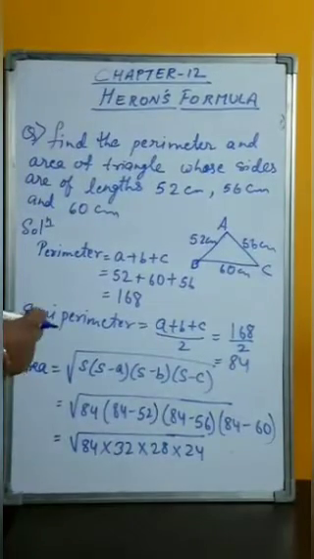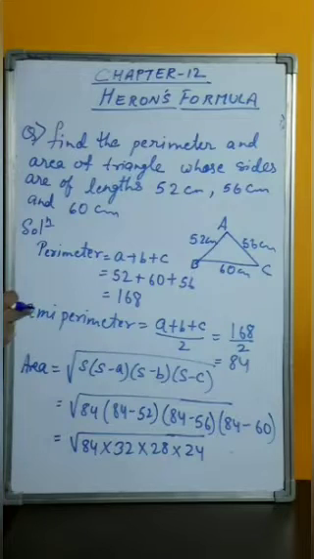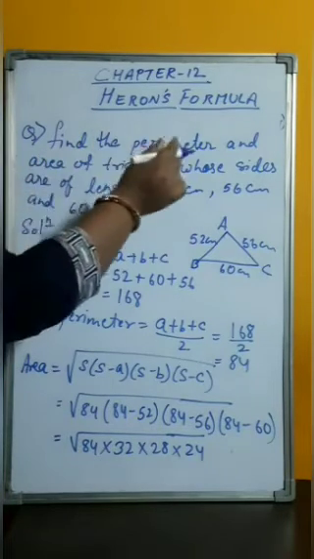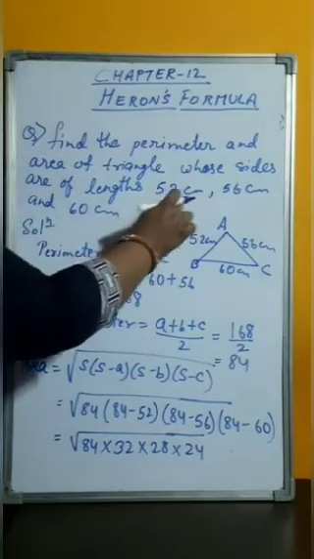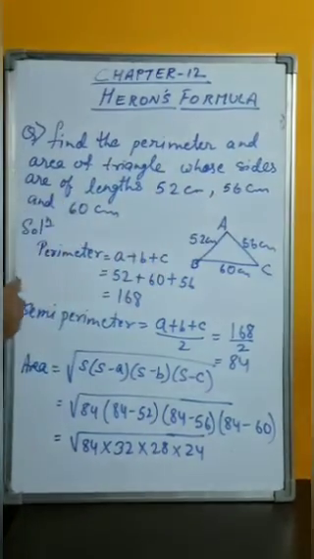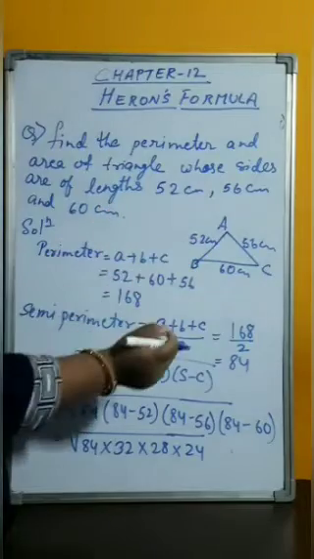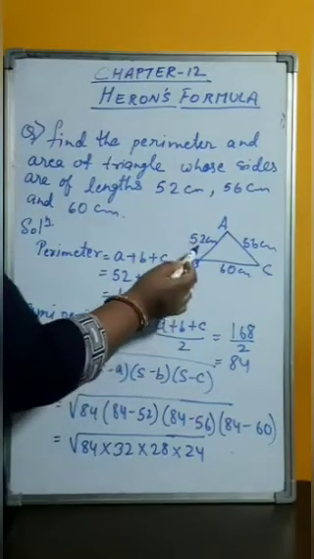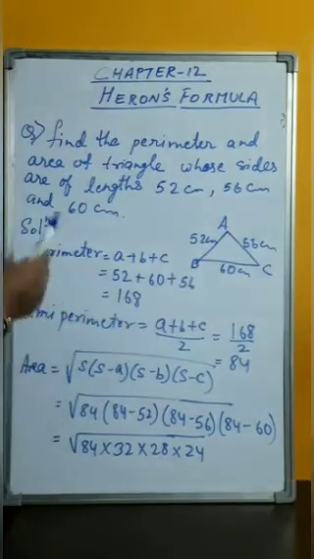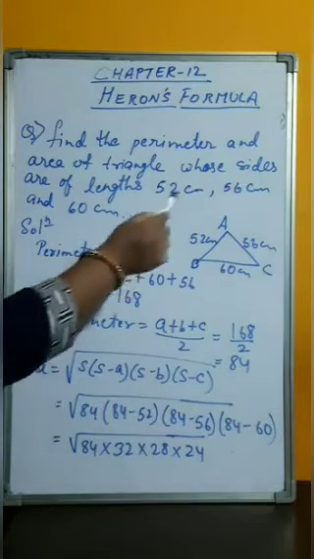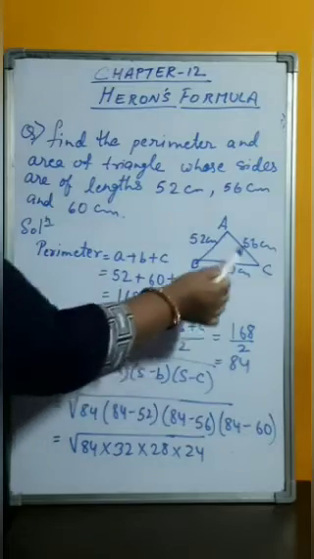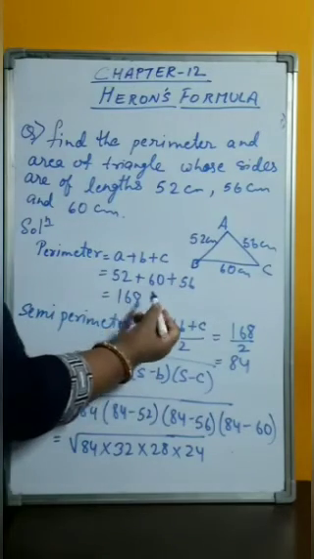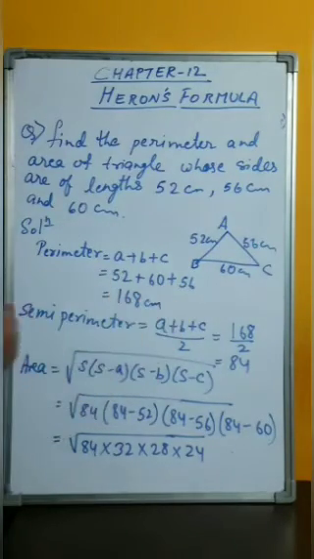Now see students, a few questions based on Heron's formula. The question says: find the perimeter and area of a triangle whose sides are of length 52 cm, 56 cm and 60 cm. So here I have taken a triangle whose sides are 52, 56 and 60. For perimeter we know it is the sum of all three sides. So a + b + c, when you add all three sides, you will get 168 cm.